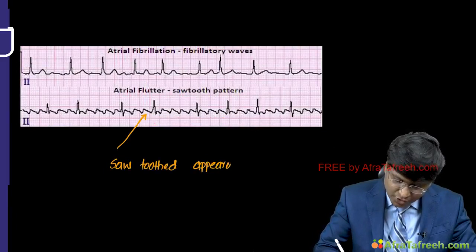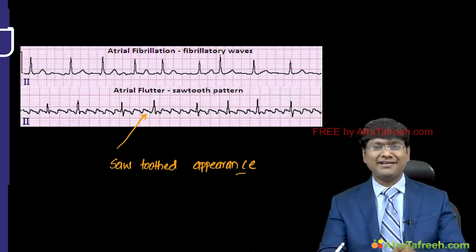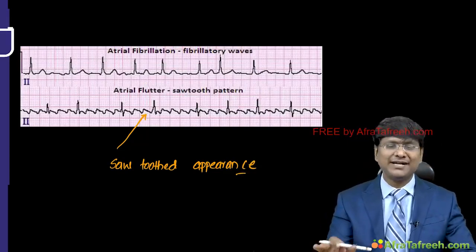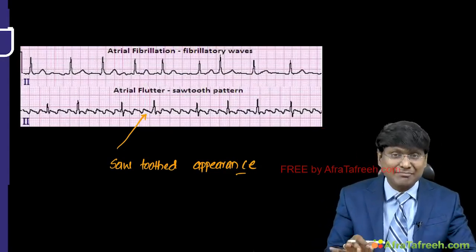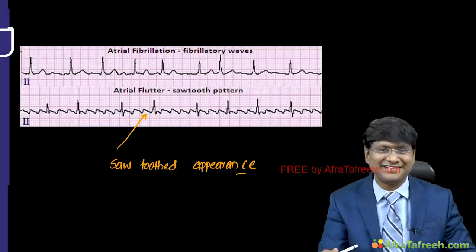Right? This we call as the saw-toothed appearance of the P wave. In detail about atrial flutter and atrial fibrillation, we have discussed in the section on arrhythmias, right? So you can go through atrial flutter and atrial fibrillation there. But this is the ECG, or this is the abnormality of the P wave, that you come across in patients with atrial flutter, right?